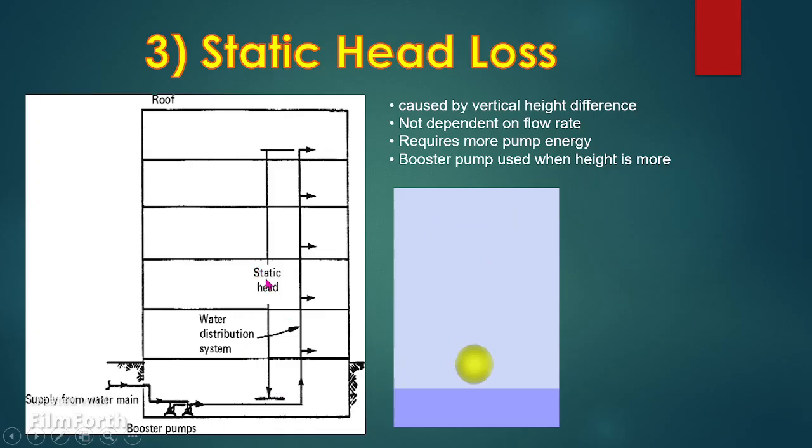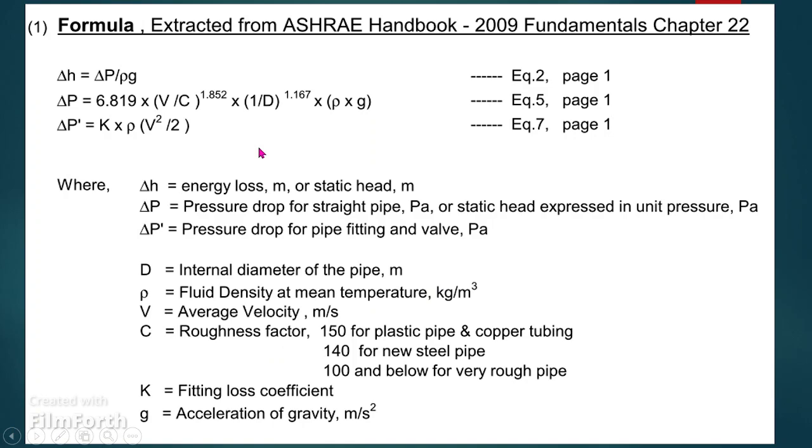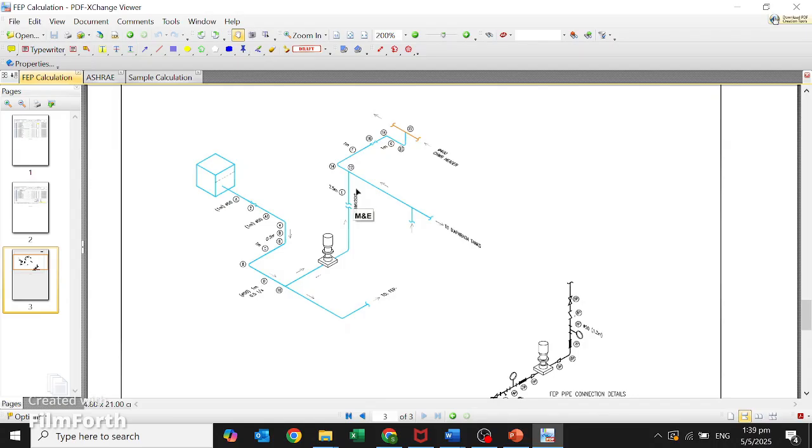Calculating pressure loss using the Hazen-Williams equation. To accurately calculate a pump's pressure loss, ASHRAE recommends using the Hazen-Williams equation. This equation considers water velocity, pipe diameter, water density, pipe surface roughness, and gravitational force. The roughness factor varies based on pipe material. For steel pipes, the C value is 150, for plastic pipes, it's 140. Let's look at a sample calculation.